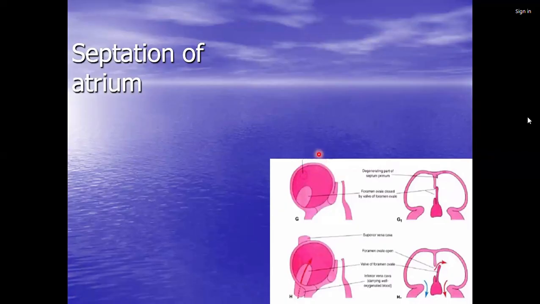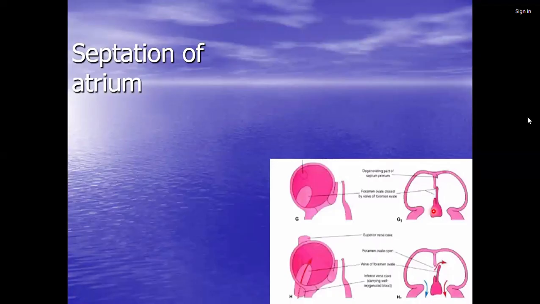We then have what we refer to as septation of the heart, divisions of the heart into the 4 chambers. For the atrium, this part here is what we are referring to as the atrioventricular plane, what I talked about, between the atria and the ventricles. Between the atria and the ventricles, we have some of the cells from the neural crest cells.